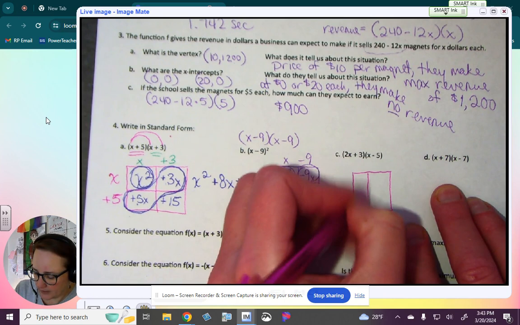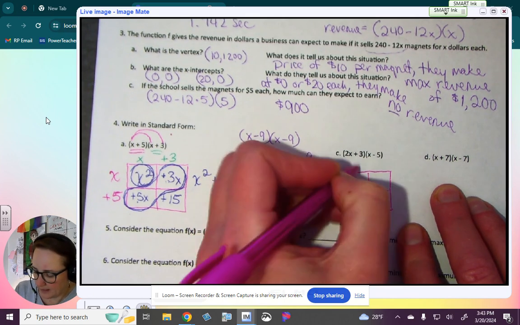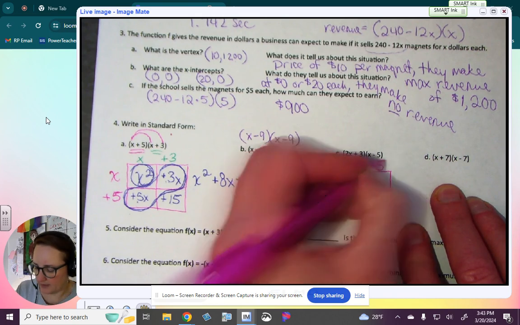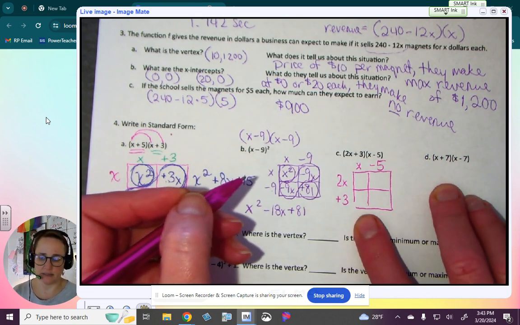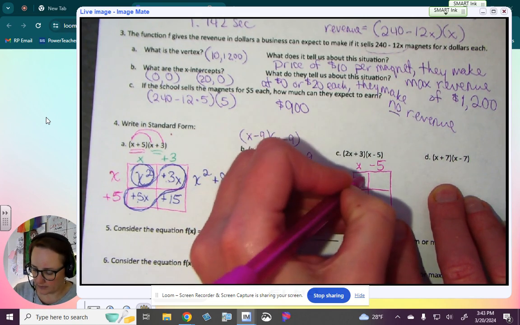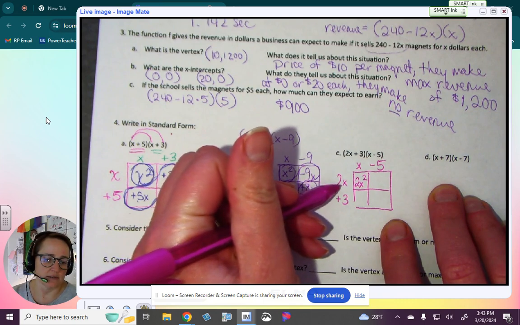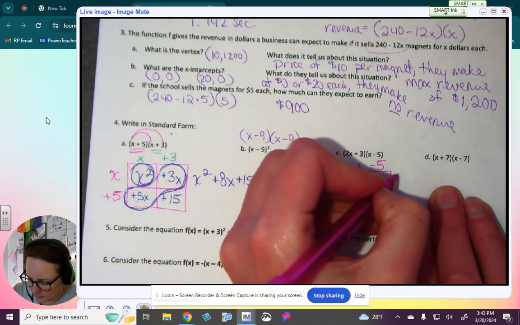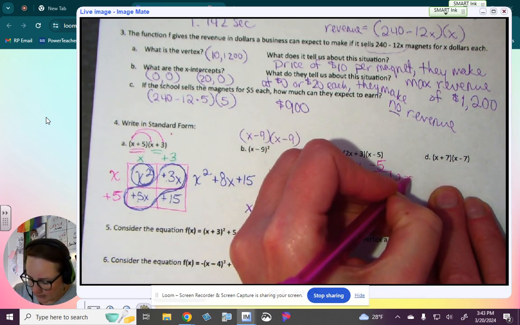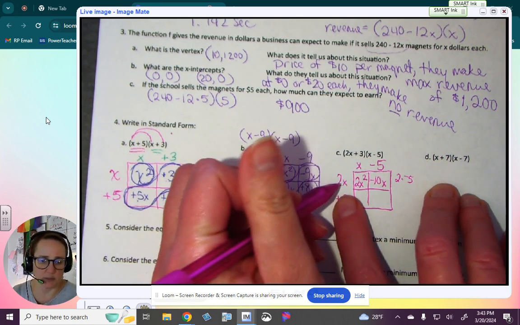2x plus 3, that's one factor. X minus 5, that's the other factor. Let's multiply it together. 2x times another x is a 2x squared. 2x times a negative 5. Well, 2 times a negative 5 is a negative 10. And there is one x that's being multiplied here.